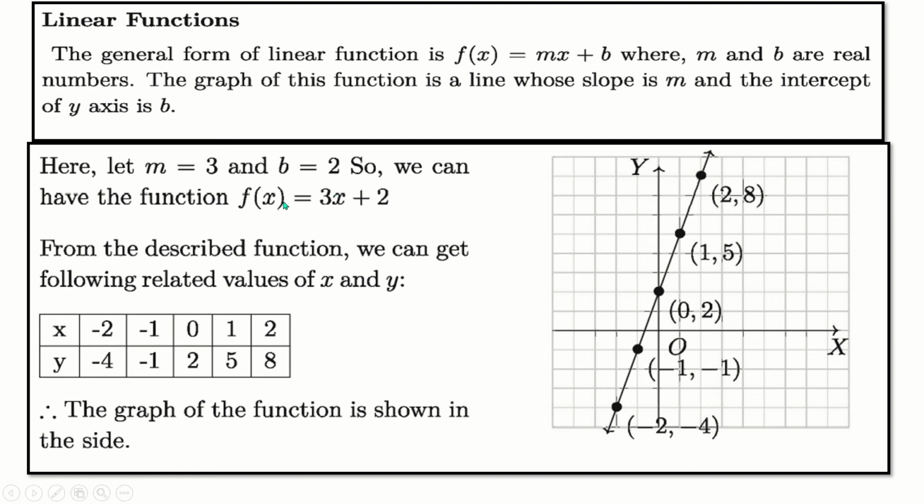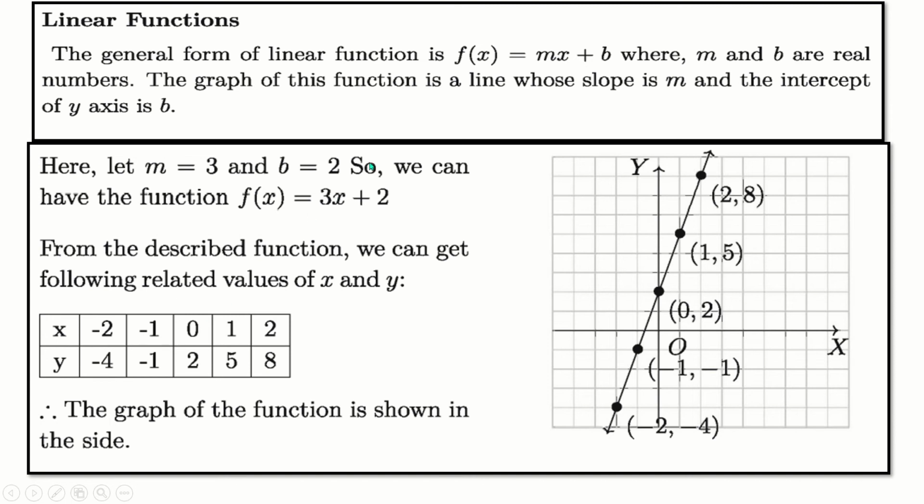Okay, and from here f(x) and y are the same because y is the image of x and also f(x) is an image of x. So f(x) and y we can write the same, no problem. So y = 3x + 2. When x is equal to minus 2, then y is equal to minus 4. Calculate 3 into minus 2 means minus 6, plus 2 means minus 4.